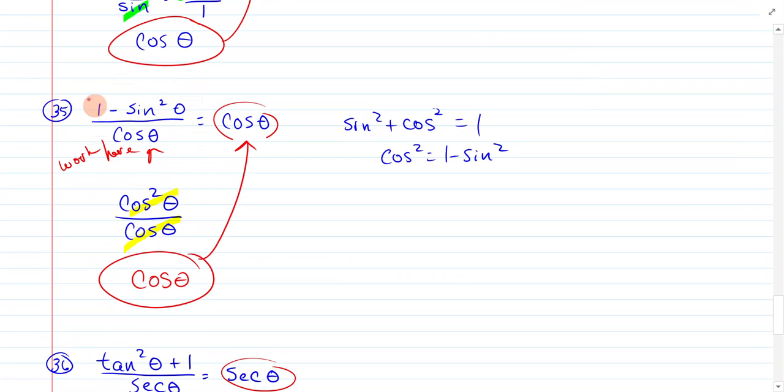We'll work on this side. Well, we remember that 1 minus sine squared theta is cosine squared theta. So in this step, I changed that to cosine squared theta. If I divide cosine in, I'm left with just a cosine theta, which is what I was trying to get. So check.